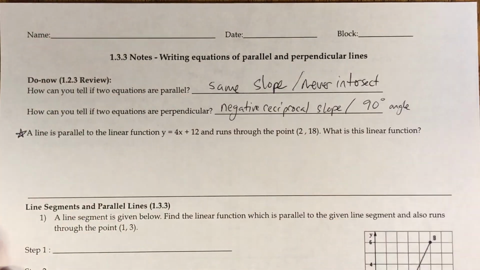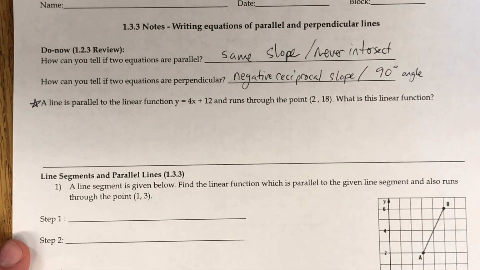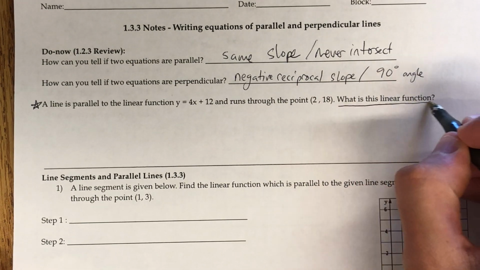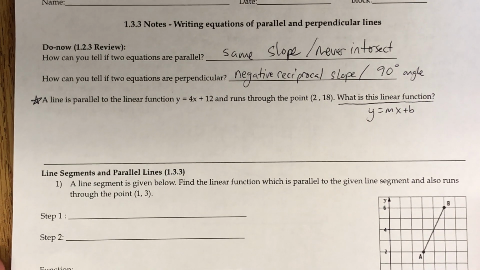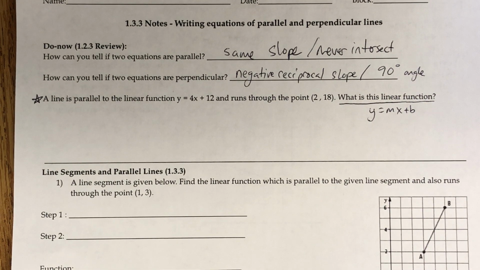This question here, this is basically our 1.2.3 question. It says a line is parallel to the linear function y equals 4x plus 12 and runs through the point 2, 18. What is the linear function? So whenever you see what is a linear function, always think slope-intercept form, y equals mx plus b. So that should be our starting point.